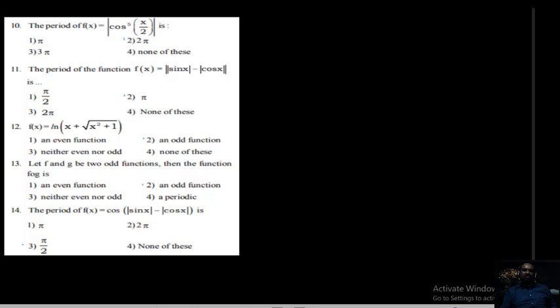Simple problem. f of x is equal to, modulus is there, we should take care of that, cos x by 2 power 5. What should we find? The period. What is cos x's fundamental period? Cos x's fundamental period is 2 pi. Here it is cos x by 2 and that power 5. Try to do one thing: write the definition, then directly we will get the idea.